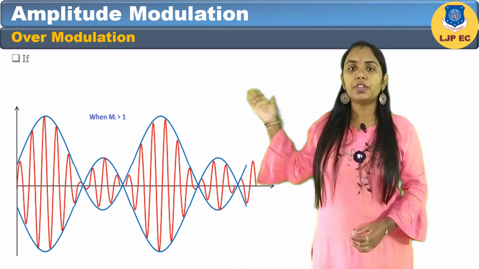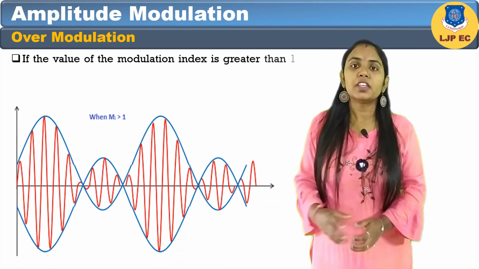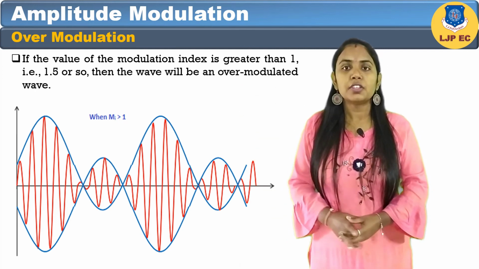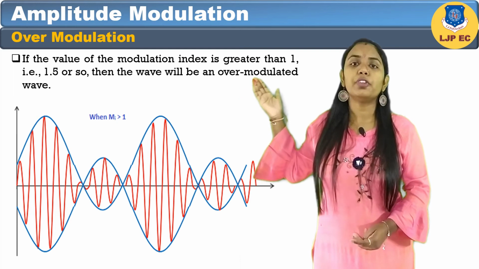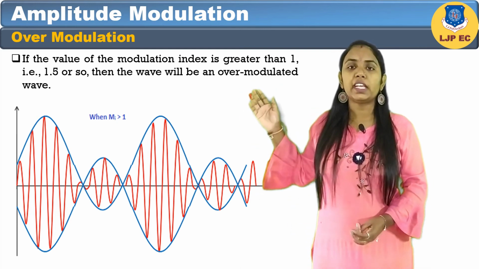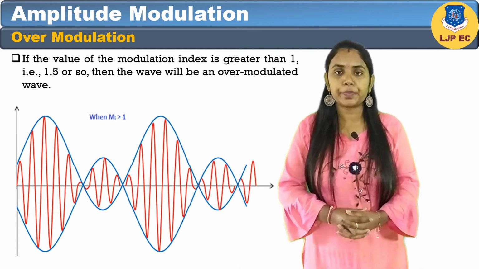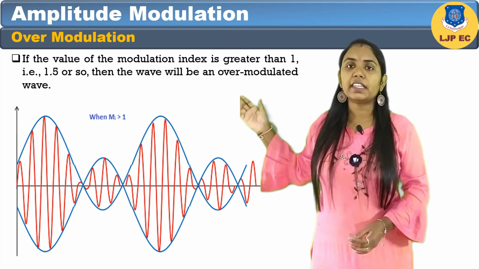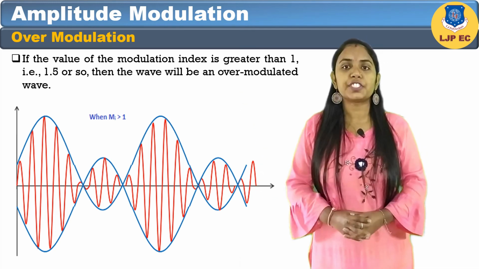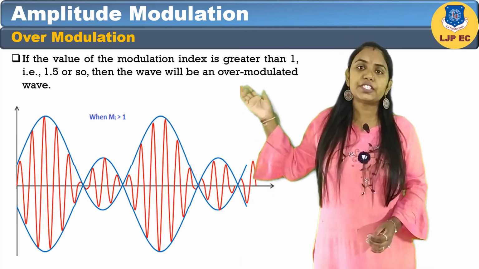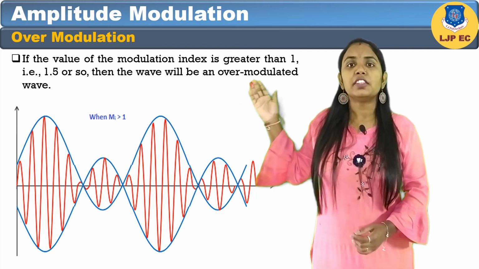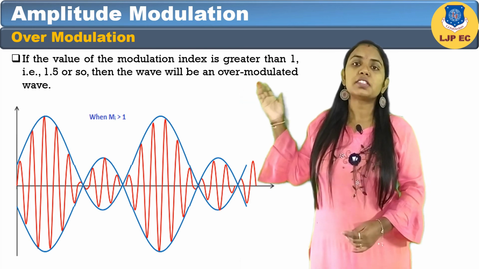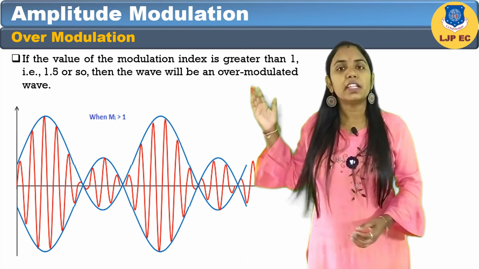If the value of modulation index is greater than 1, for example 1.5, the AM wave will be an over modulated wave. It would look like as shown in the diagram. As the value of modulation index increases, the carrier experiences a 180-degree phase reversal, which causes additional sidebands and hence the wave gets distorted. Such an over modulated wave causes interference which cannot be eliminated.